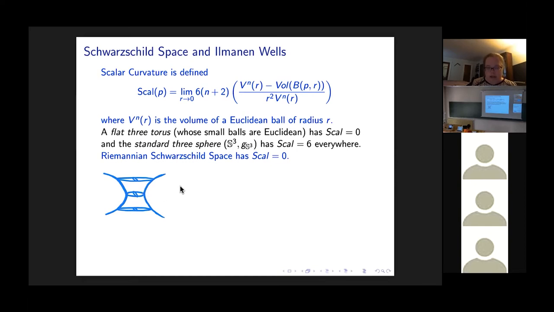Now, given that these Schwarzschild spaces existed and they've been known about since like 1918, what one can do is you can take a sphere, so this is a three-dimensional sphere, and you can cut out a ball in red here, and you can sort of glue in a Schwarzschild.